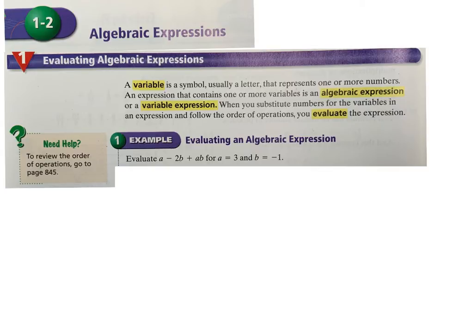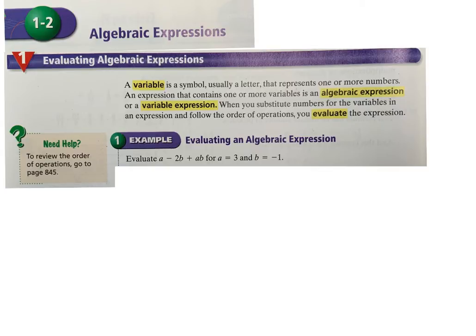An algebraic expression is a variable or variable expression. It contains one or more variables. Expressions, by the way, are not equations. Expressions are literally that, they just are an expression. They don't have an equal sign, so you are not solving for the variable in an expression. You are either simplifying or you are plugging in the variable.